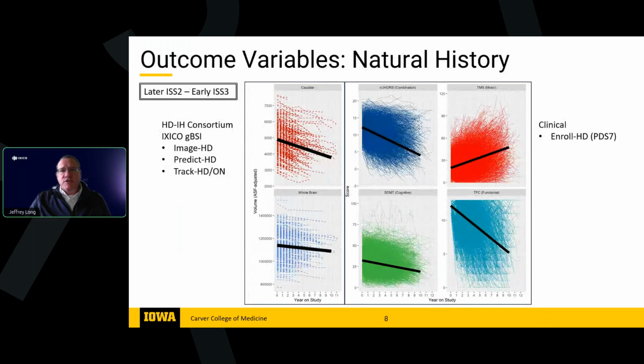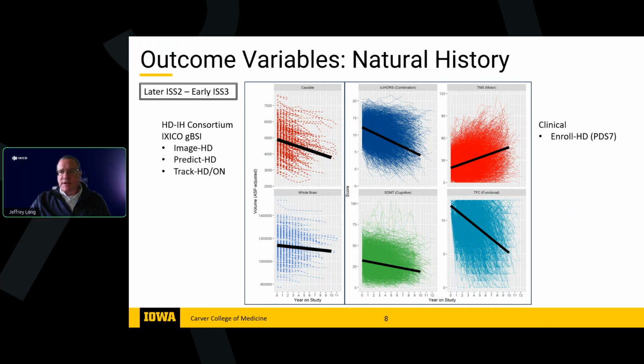So I always think it's instructive to look at the natural history of all our candidate variables. Here we have panels of the different variables. In each panel, the individual trajectories are denoted by these thin dashed lines, and the thick black lines are model-based linear change over time. On the horizontal axis, we have year of study, and this goes out to about 12 years for Enroll, and a little less for the other variables. On the left, we have imaging variables, which come from the IXICO GBSI pipeline, and are from the 3 studies that you see listed there.